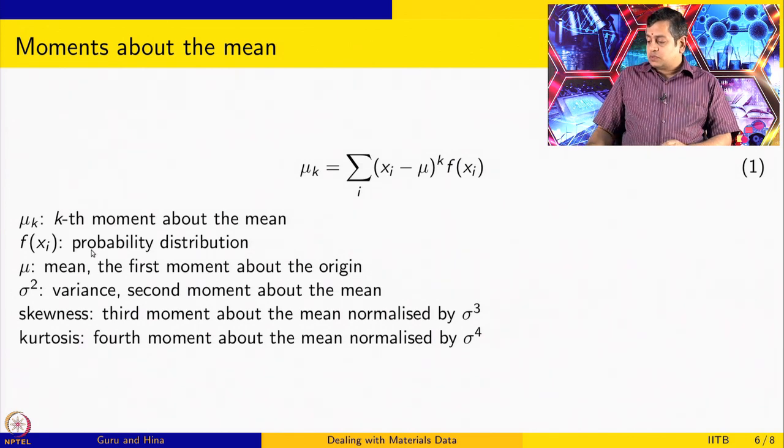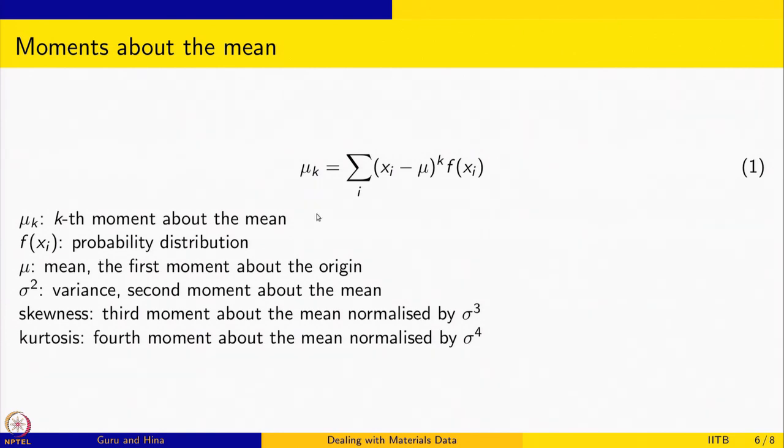And to understand a little better what these quantities are, we know about the moments about the mean. So, mu k is the kth moment about the mean, it is defined as follows. So, you take the data value and you take the mean which is the first moment about the origin and you take the difference to the power k and you multiply by the probability distribution. This is what we are going to discuss in detail in the next session.